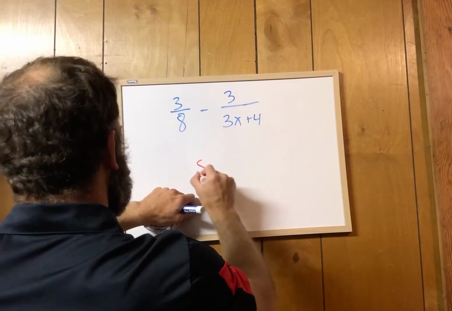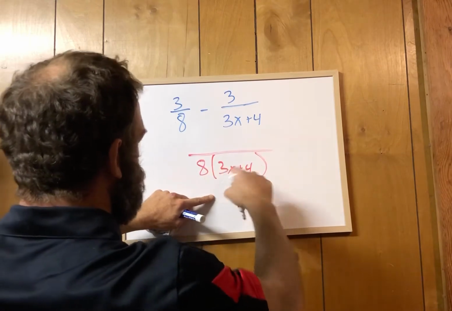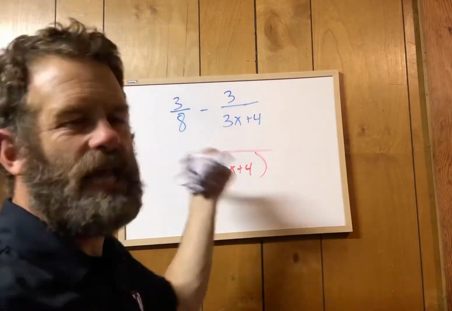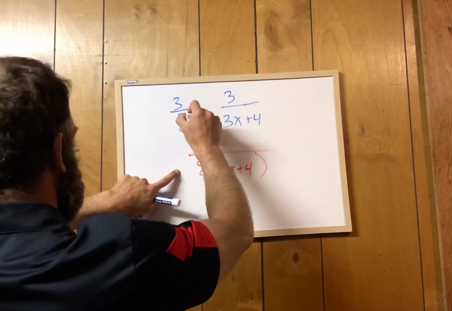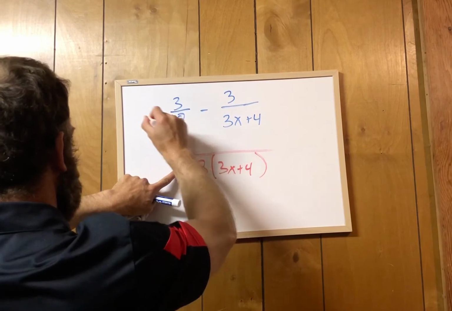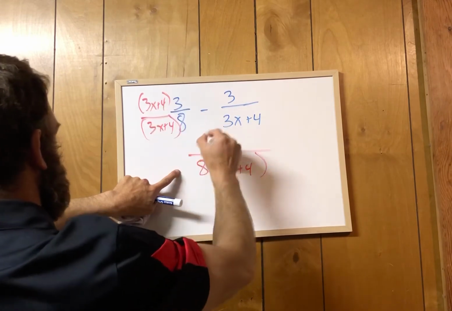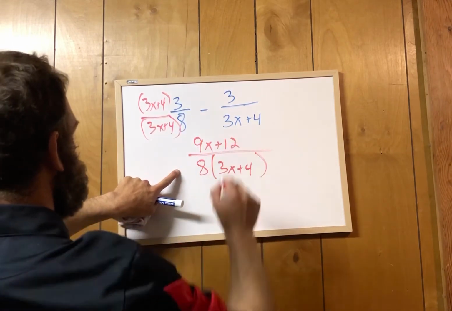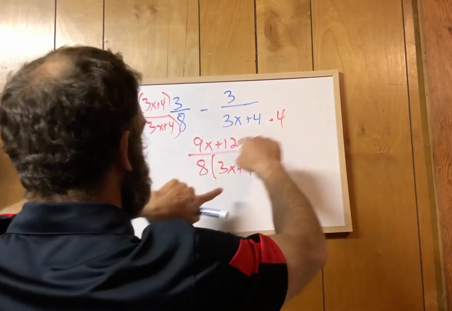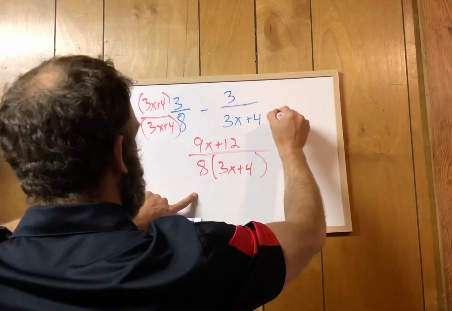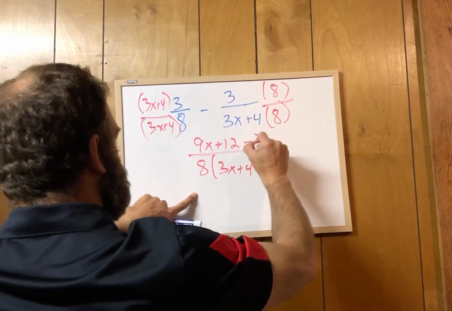So my denominator is going to be 8 times 3x plus 4. I mean, you could do 24x plus 32. That's fine, but let's just keep it simple. You don't need to go that far. Just keep it simple. So I multiplied this by 3x plus 4. So we're going to multiply the top by 3x plus 4 to give me 9x plus 12. Now I multiplied this by 8. Now I'm going to multiply the top by 8. Negative 3 times 8 is negative 24.